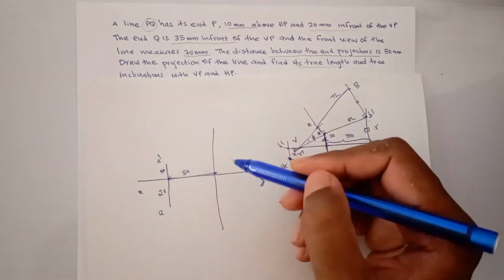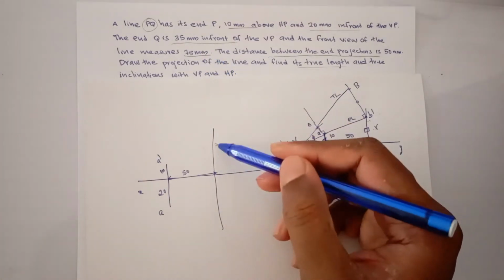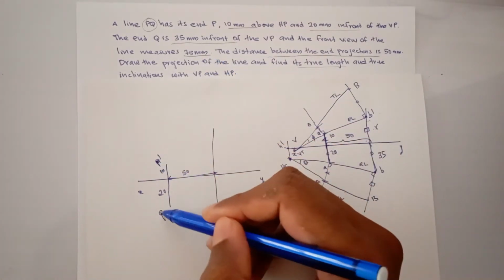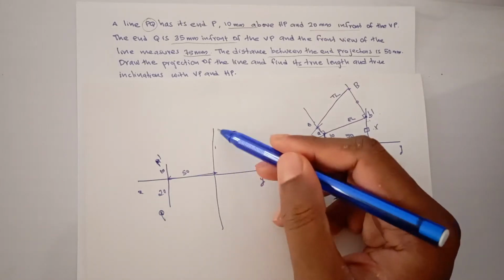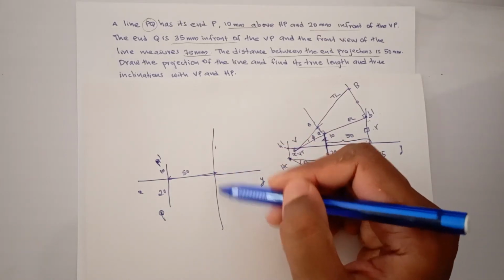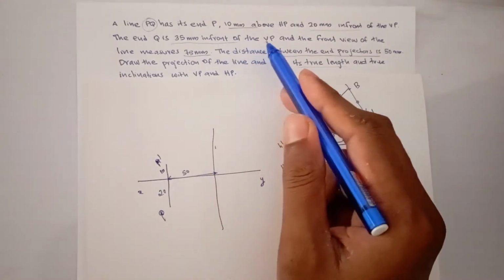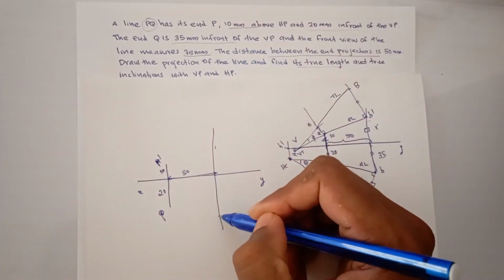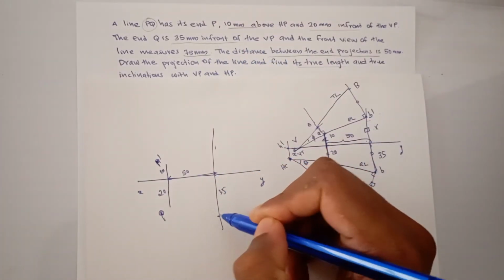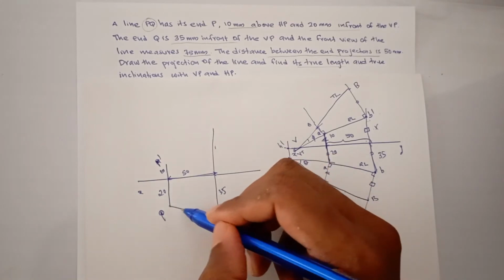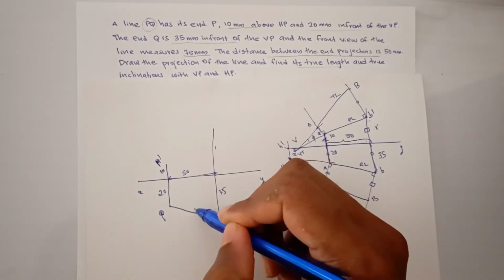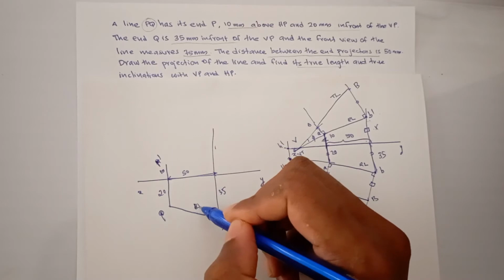So the point B must be here. It is P dash P. The point Q will be on this line. At what distance? It is 35 mm in front of VP. So measure 35 from here to here. This will be our Q. This is our reduced top view.